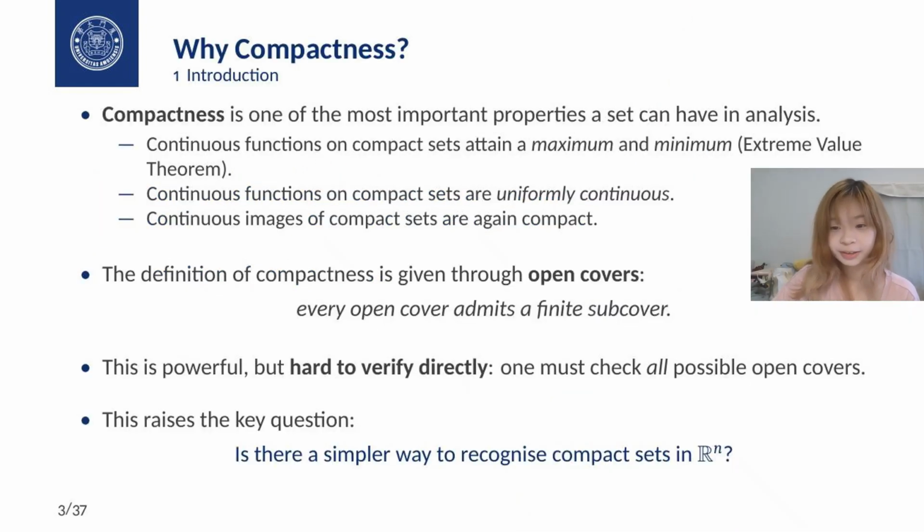So, compactness, why do we even care? Well, if a set is compact, really powerful things happen. Continuous functions on compact sets achieve a maximum and a minimum, and they are also automatically uniformly continuous. These are huge results, and they all rely on one thing, compactness.